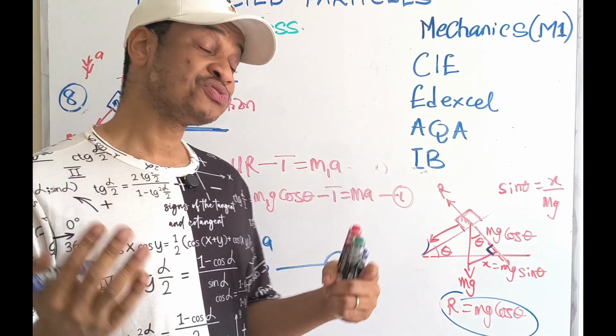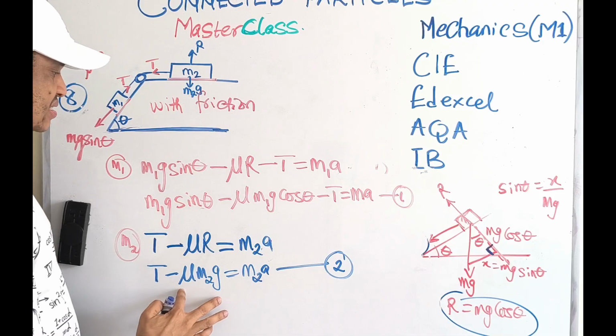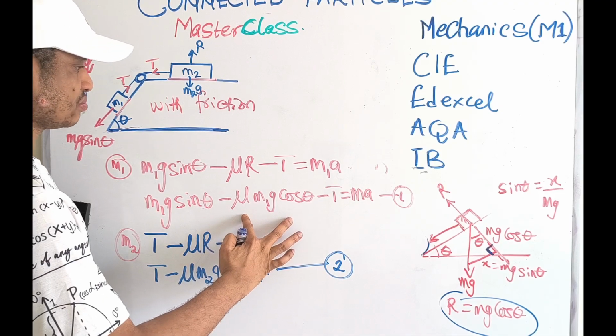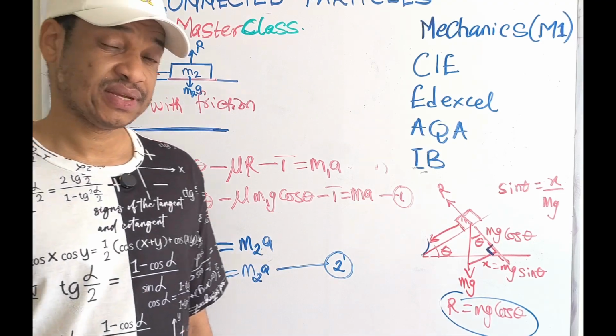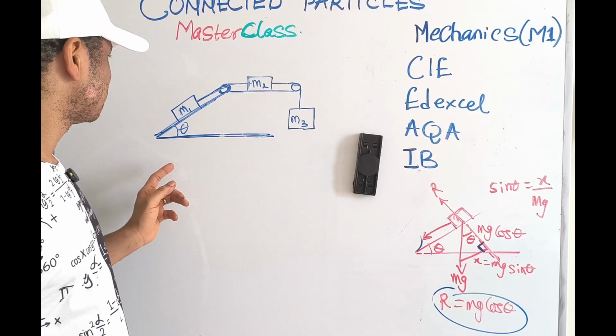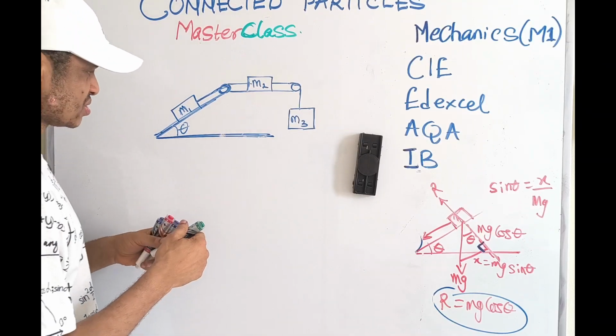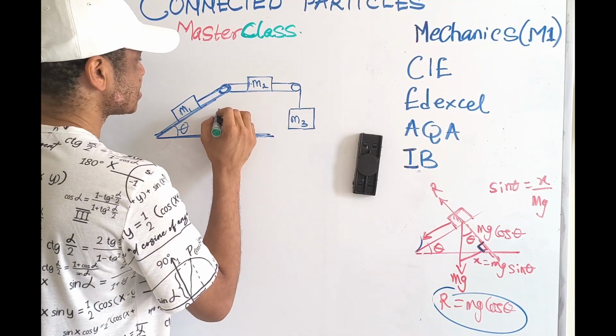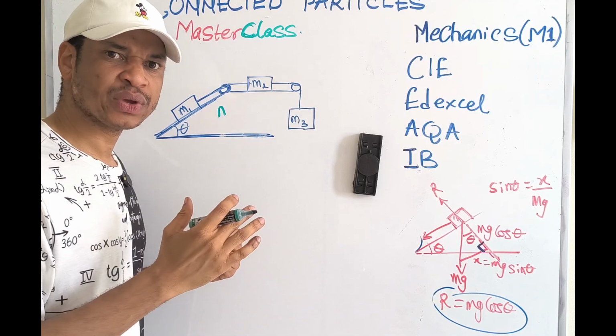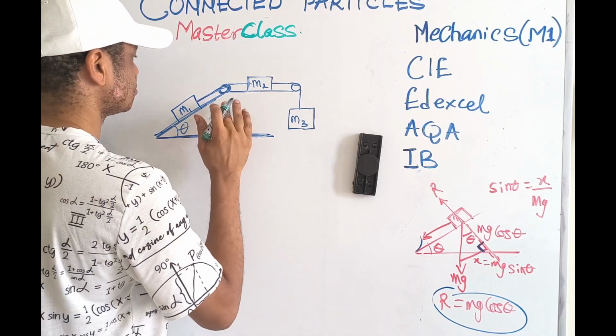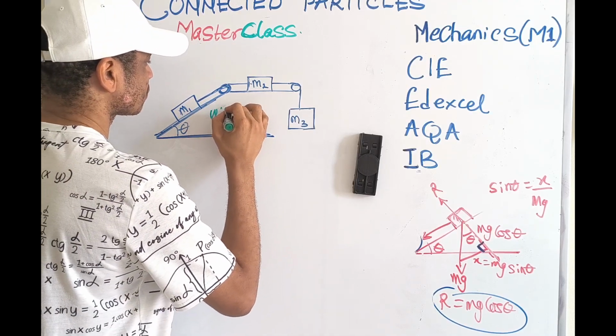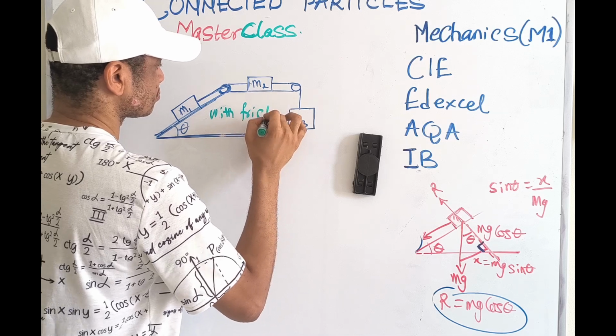So if there is no friction here, this section becomes 0, this section becomes 0, everything remains the same. Okay, let's do friction everywhere.